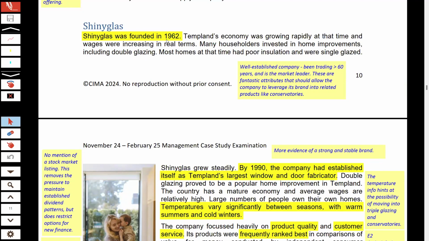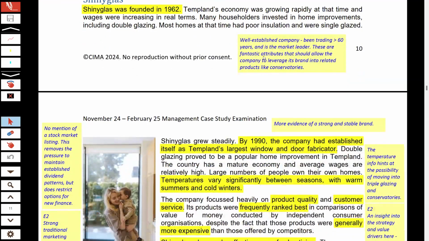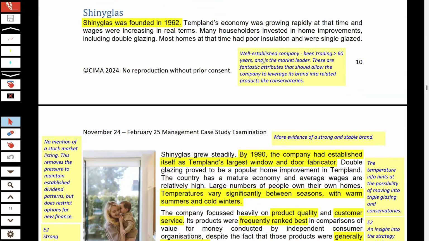And this does sound very much like what happened in the UK, and within the same timescales. It also said that when Shinyglas started, Templan's economy was growing rapidly. So, buoyed up by that, construction would obviously have been significant. The economy is growing, we're building factories and offices and houses. People had bigger wages, they had more money to spend on home improvements. They decided to start taking out their old windows and replacing them with double glazing. Most of these homes had poor insulation. They were single glazed.